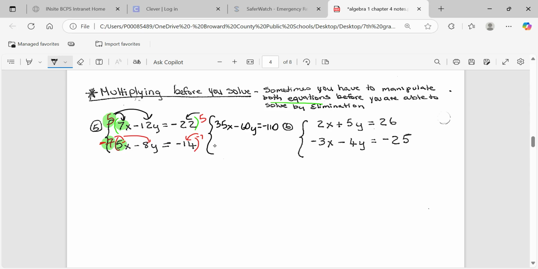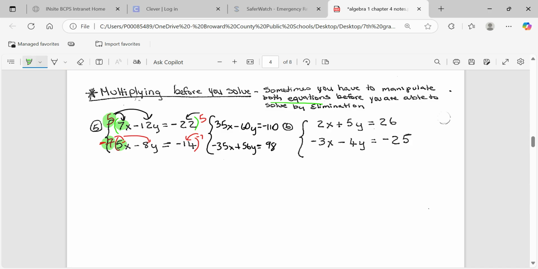So that my new equation is negative 35x. Negative times the negative is a positive. So positive 56y. And that's going to be equal to negative 7 times negative 14. Oh, that one I don't want to work out. And that one's going to give me positive 98. It's a negative 7 that I multiplied on the bottom.